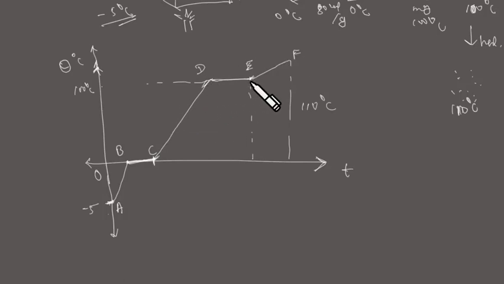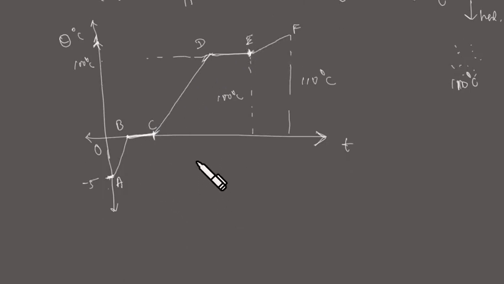And then from D to E, at point D, the water starts boiling, and from D to E, the whole water changes from liquid to vapor. At point E, the whole water becomes vapor, and from E to F, the temperature of the vapor increases from 100 degrees Celsius to 110 degrees Celsius. So, in this process we can say that there are 5 changes.